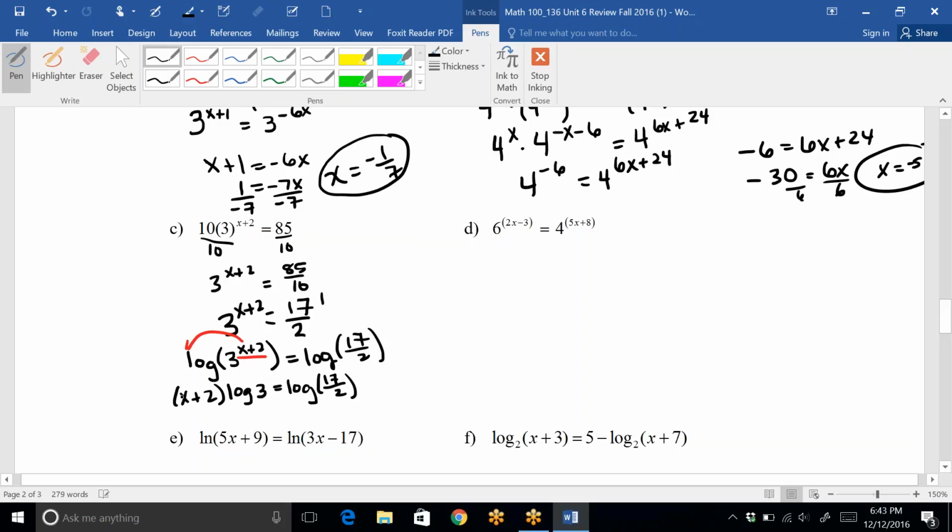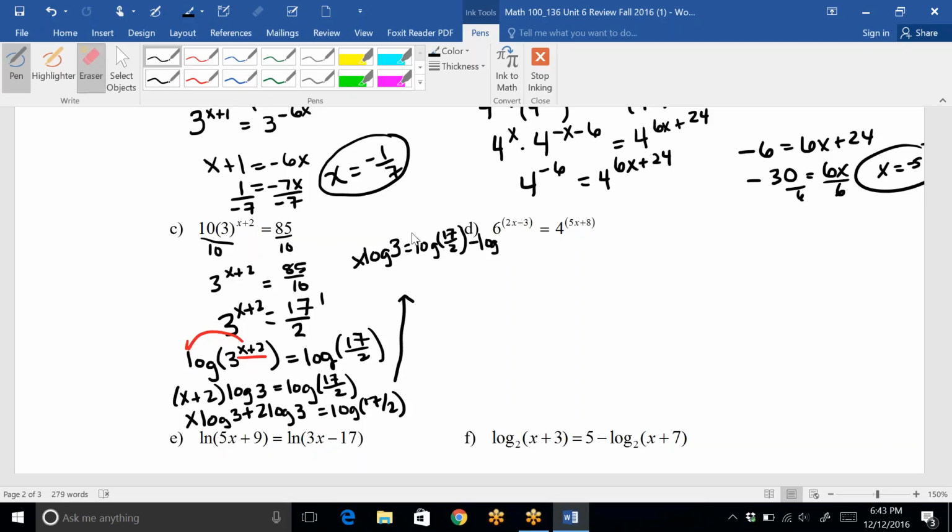I would distribute this binomial and the log together, so that's x log 3 plus 2 log 3 equals log 17 over 2. I would then try to subtract this 2 log 3 over so that only the x part will be on the left side. So now I have log of 17 over 2 minus, excuse me, I should have a 2 in front of that log, minus 2 log 3.